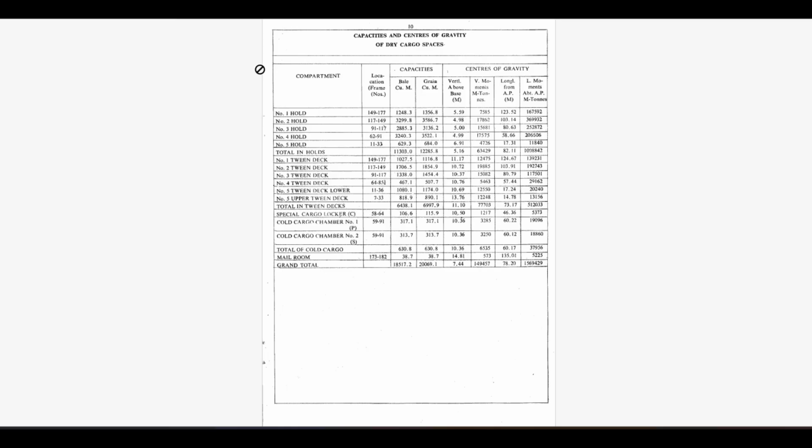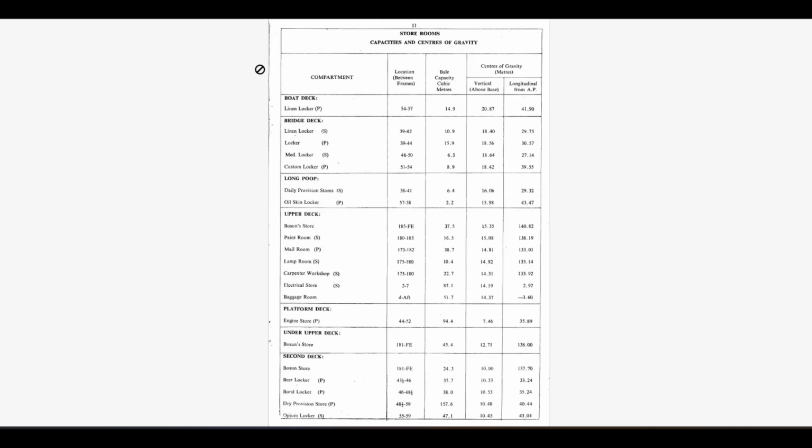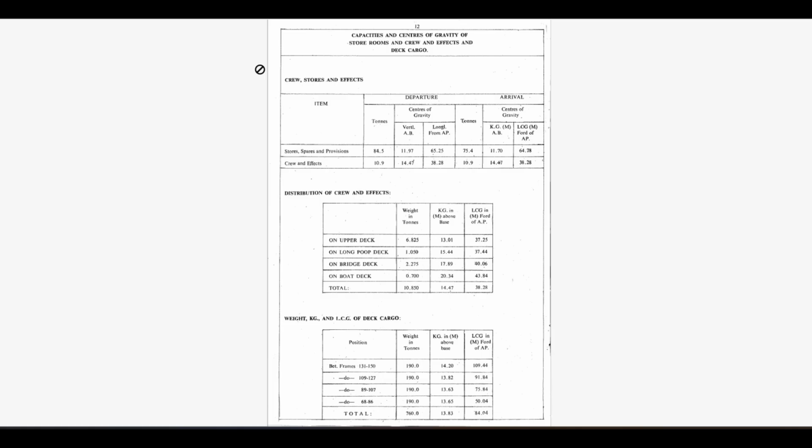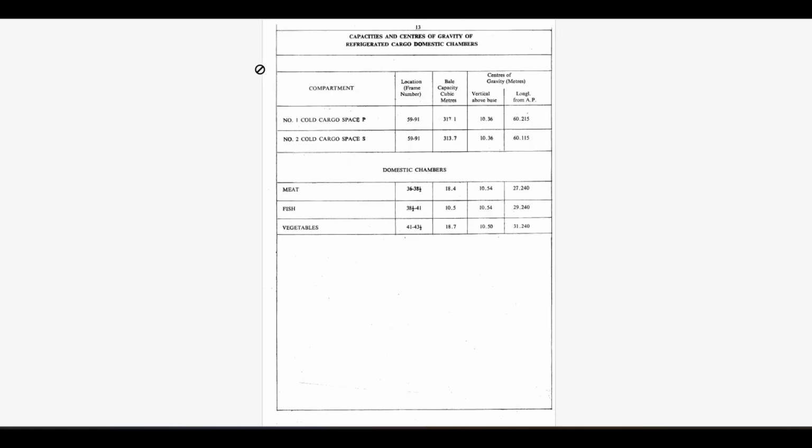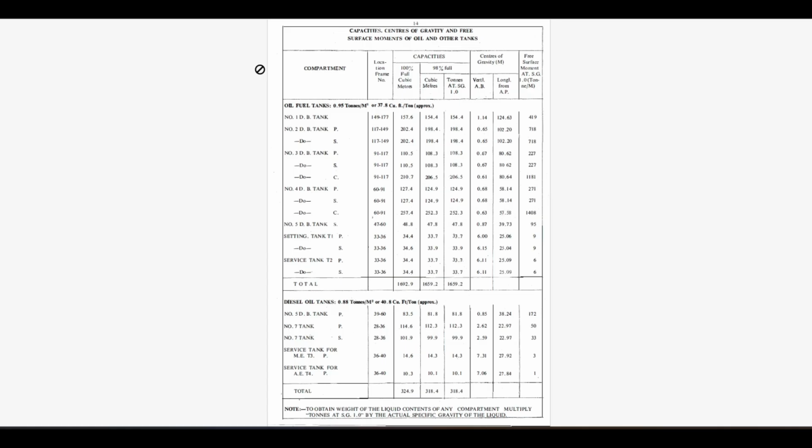In question 6, find the capacity, KG, LCG of number 4 DB tank center. Now on this page, as you can see, they have not given any data for double bottom tanks. So let's go to next page. Now here they have given for stores. This is for the storeroom and crew effects and deck cargo. This is the capacity and center of gravity for refrigerated cargoes. And here you can see on page number 14 they have given capacities, center of gravity, and free surface moments of oil and other tanks. Okay, now we have to find capacity, KG, that is vertical center of gravity, and longitudinal center of gravity for number 4 DB tank center.